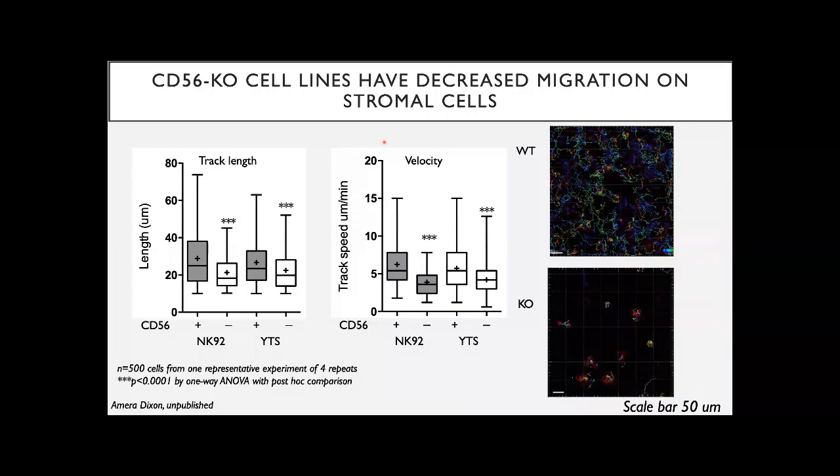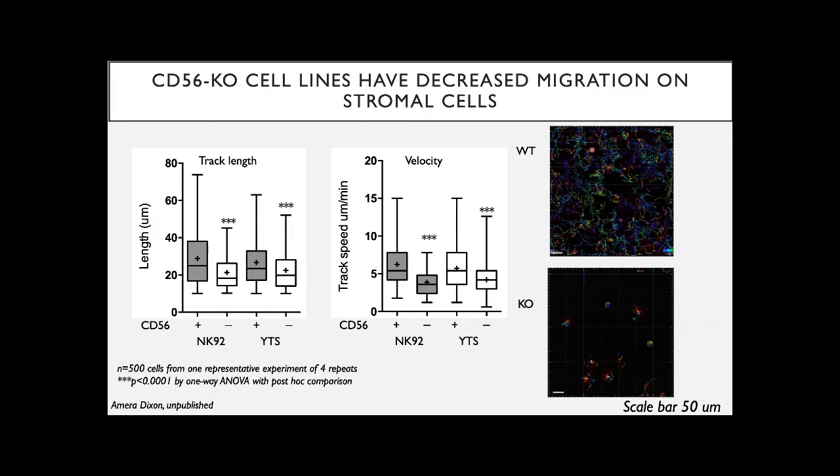But what we wanted to focus on was independent of that, because we found that when we knocked out CD56, either in the NK92 or in the YTS cell line, we found impaired migration, similar to what we had found with the primary cells. This was both on stromal cells as well as on other substrates, including other integrin substrates such as fibronectin.